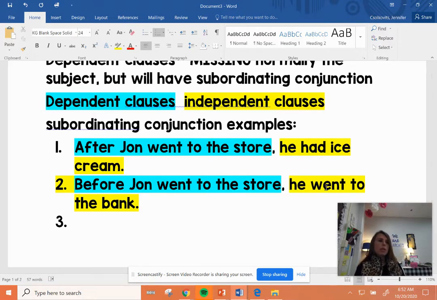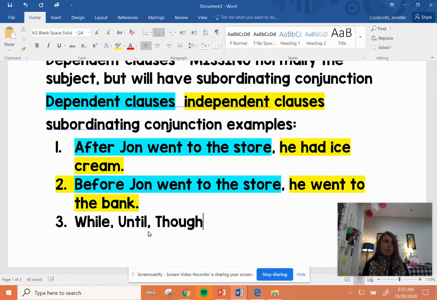Subordinating conjunctions, I have a list here of a few more that I want to give you. I'm just going to list them out. So while is an example of one. Until, though, if. Well, I have before, so I don't need to give you that one. As, although. All of those are examples of subordinating conjunctions.